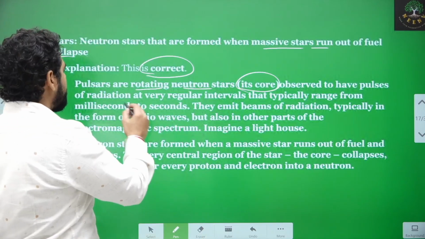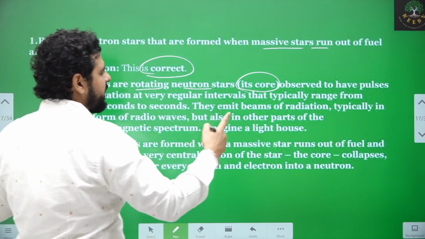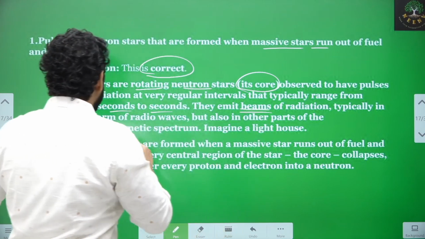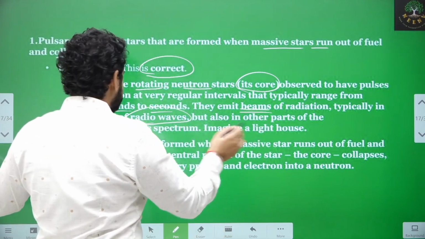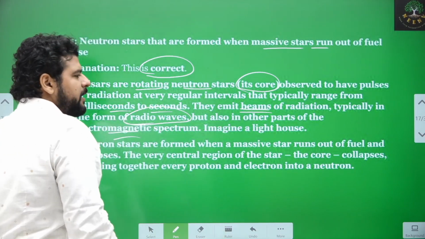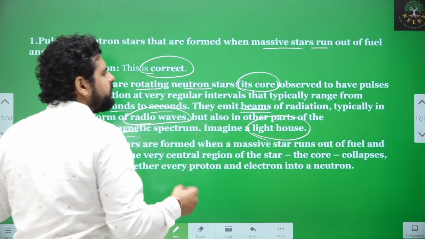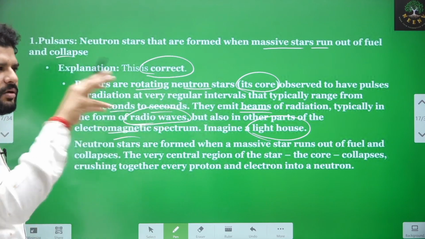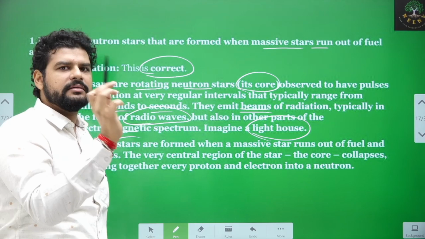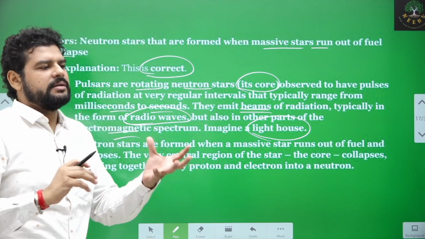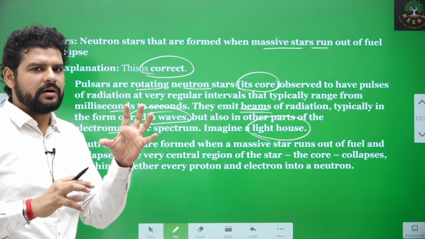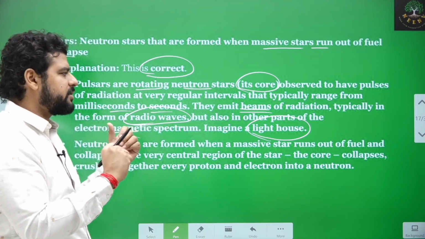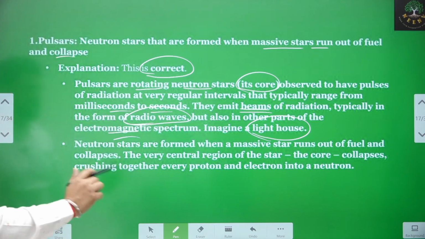They have pulses of radiation at regular intervals that typically range from milliseconds to seconds. They emit a beam of radiation, typically in the form of radio waves, but also in other parts of the electromagnetic spectrum. Here you can imagine a lighthouse. A lighthouse rotates and releases energy, light. It is constantly emitting light and rotating. But Cepheids are different. They are static, or they basically release energy in all directions. Pulsars release energy in a particular direction.